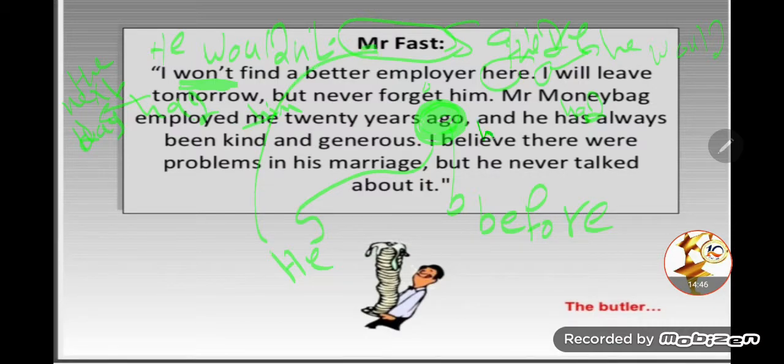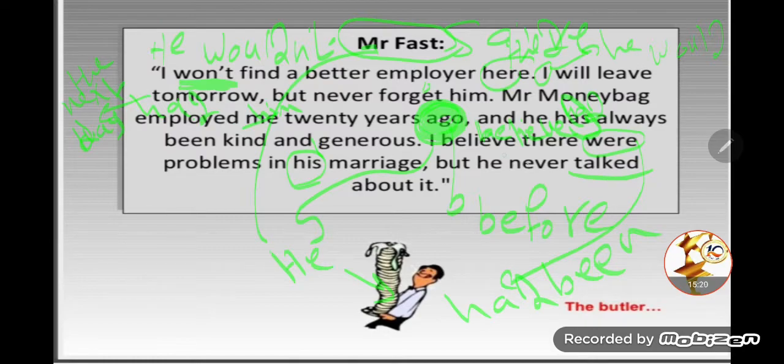He had believed ولا believed. He believed. Why? Because I have here present simple. He believed والهي برضو بتعود عليه على Mr. Fast. He believed that there had been problems in his marriage. الوير بتصير ايش had been there. الهز عمين عايدة على Mr. Moneybag but he never talked. هون talked بقى simple بتصير but he had never talked about it. إذن هو عمره ما حكى عنه.